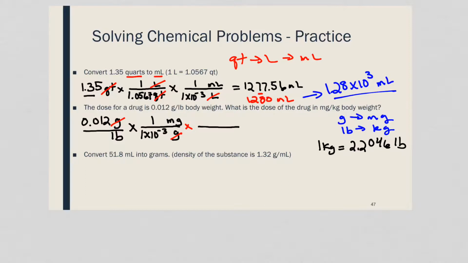Again, my given unit is pounds. Now we have to be a little careful because it starts out on the bottom. So this is the given unit, and I want the given unit up here to cancel. Since I'm trying to get kilograms on the bottom, I want pounds over kilograms.